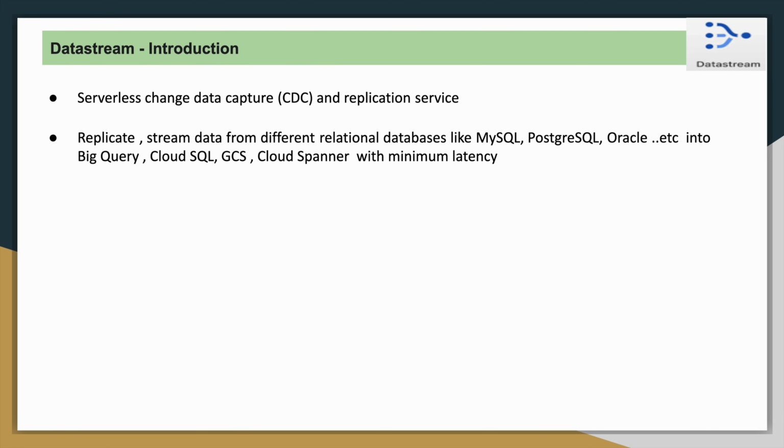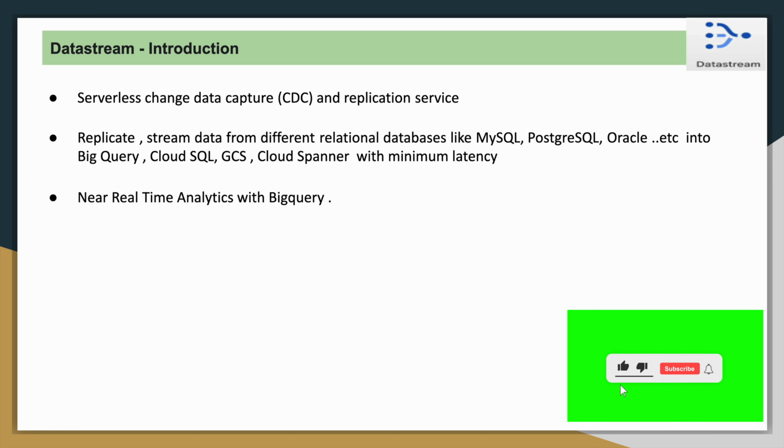We can replicate, stream, synchronize data from heterogeneous relational databases like MySQL, PostgreSQL, Oracle and AlloyDB into GCP services like BigQuery and Google Cloud Storage with minimum latency. And they are going to add many more features like this in the near future. This would enable us to perform real-time analytics with BigQuery as the data is immediately available at the target system. This also supports multiple secure and private connectivity methods.